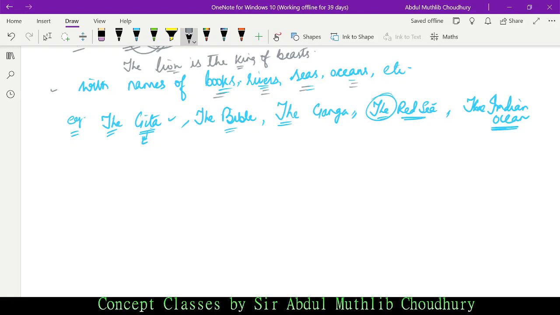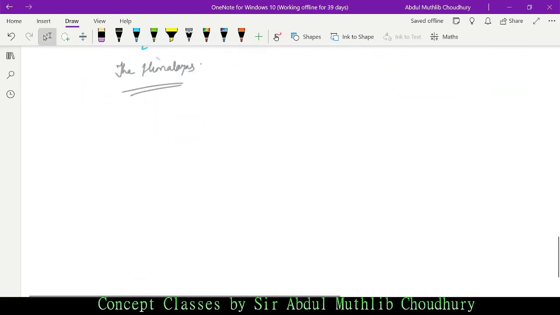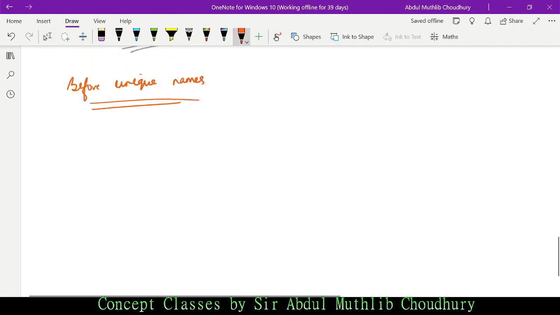Mountain ranges such as the Himalayas. So this is how you can use article the. Again, this can be used before the names of things which are unique. Before unique names.